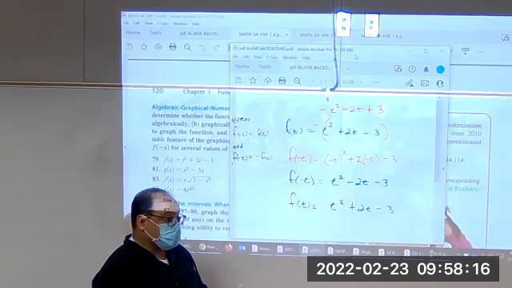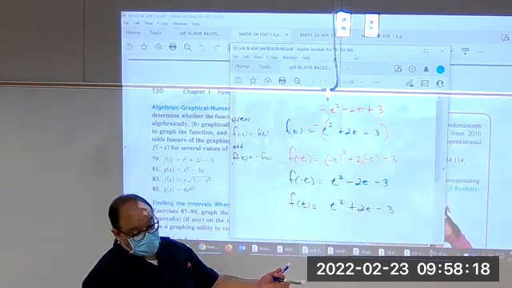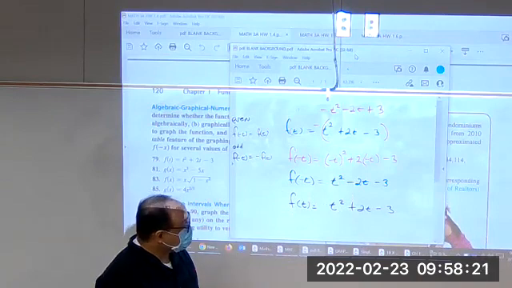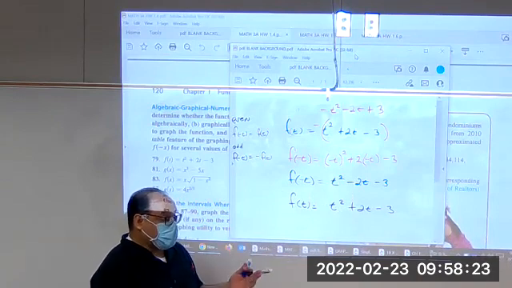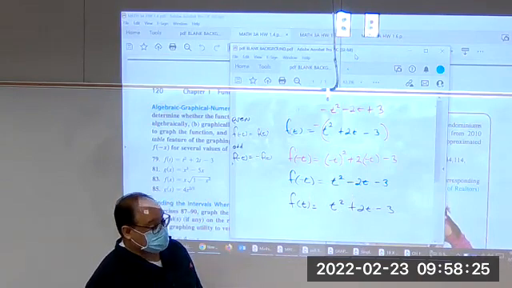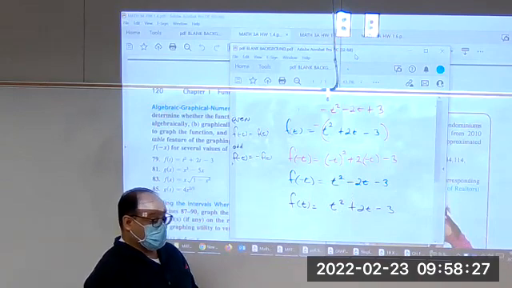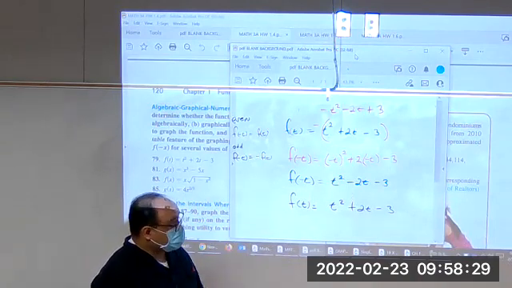You actually plug in, if it's x, you plug in negative x. If it's t, you plug in negative t. And then you compare: did I get the exact same thing, or did I get the exact opposite thing? And if you didn't get either one of those, it's neither.